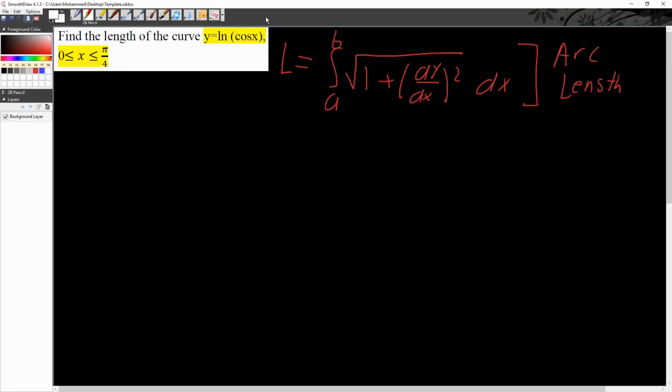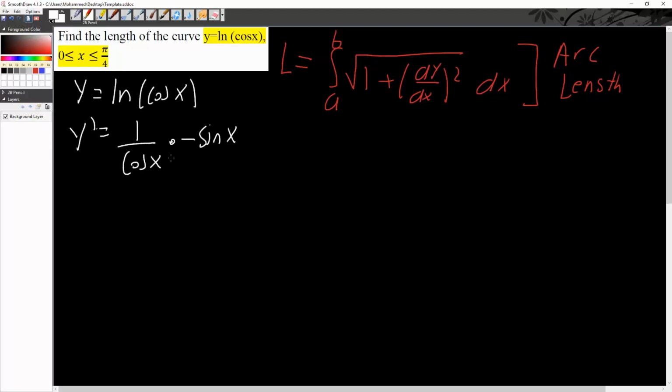The first thing we want to do is determine dy/dx, so we want to know the derivative of y. We have y equals ln(cosine x). For this we'll have to use the chain rule. The derivative of ln is 1 divided by your value, so 1 over cosine x. Now we need to take the derivative of the inside term, the cosine x, so we'll get negative sine x. Negative sine x divided by cosine x is simply negative tan x.